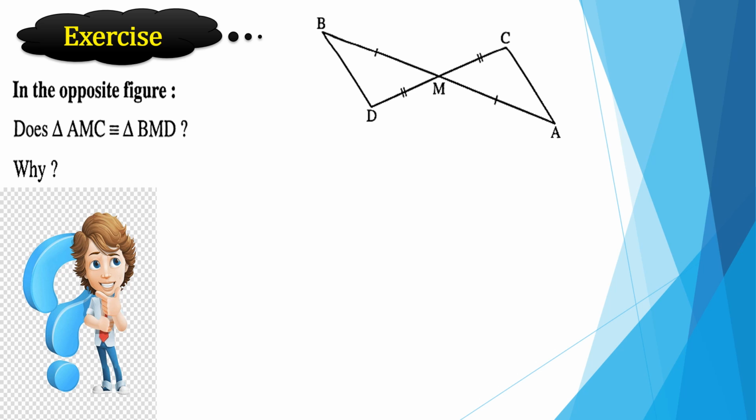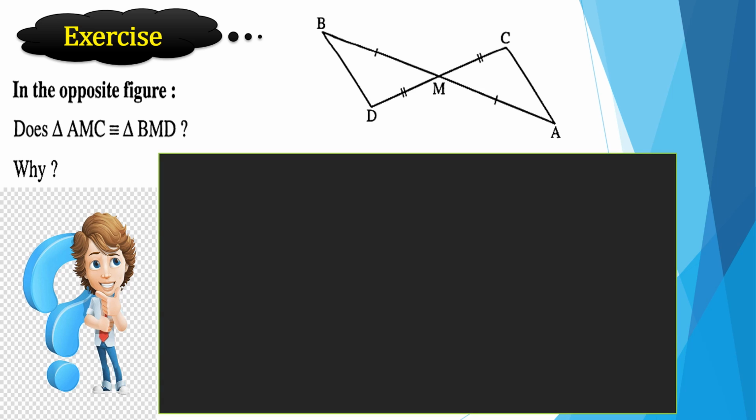Exercise: in the opposite figure, is triangle AMC congruent with the triangle BMD and why? Look at this figure. Here I have MC equals to MD and MB equal to MA. And now we will answer the questions. Is triangle AMC congruent with the triangle BMD?